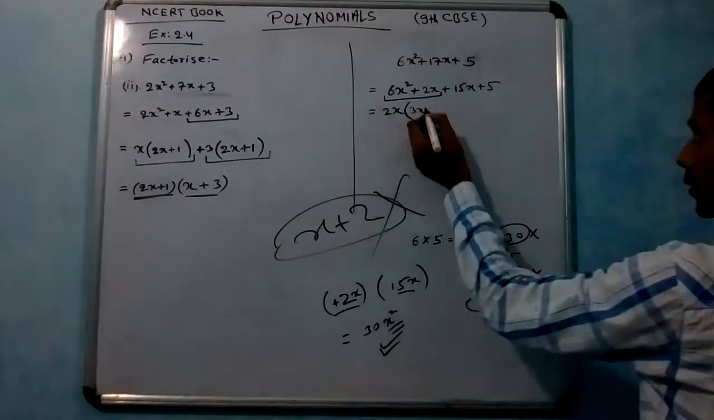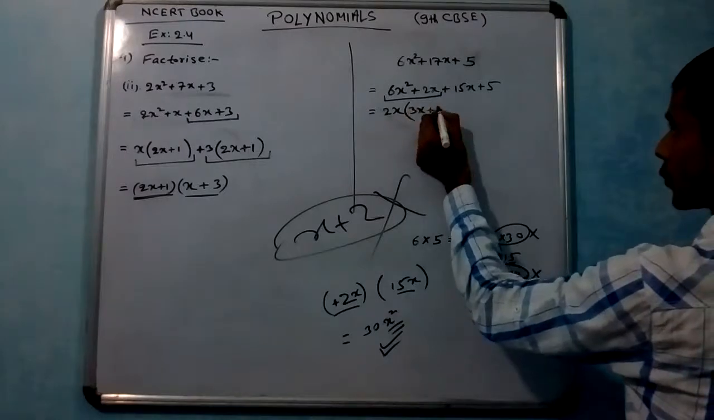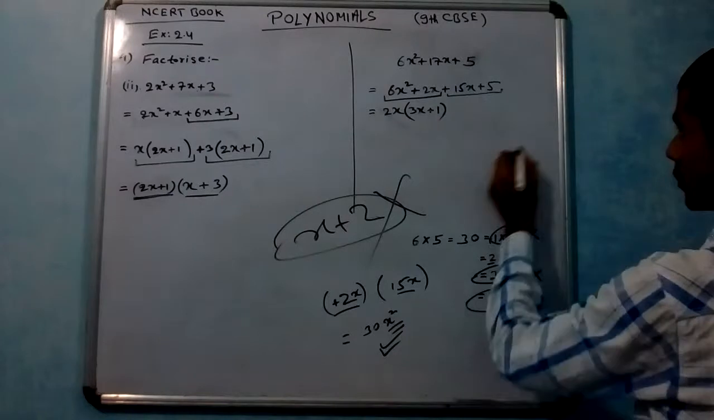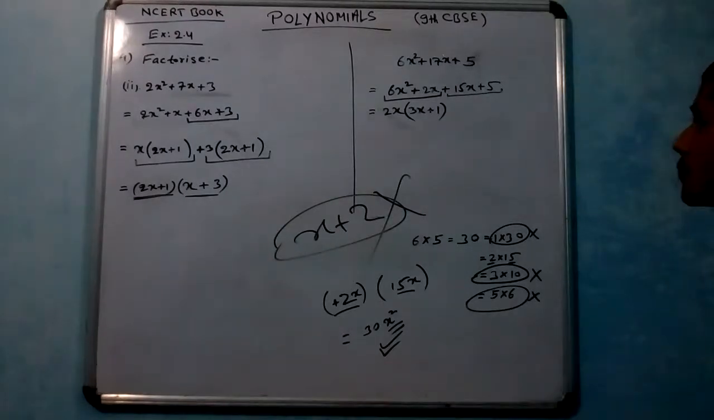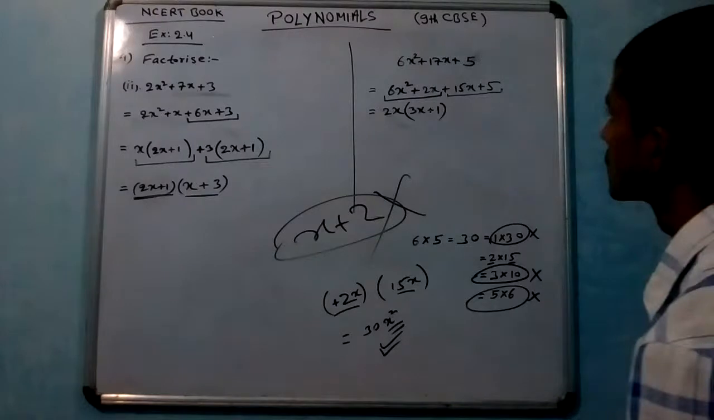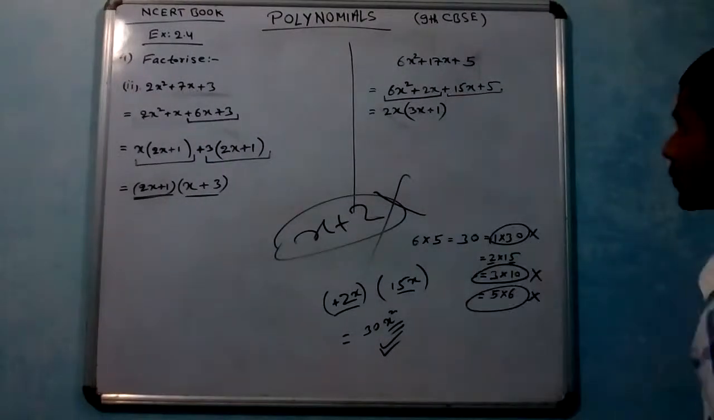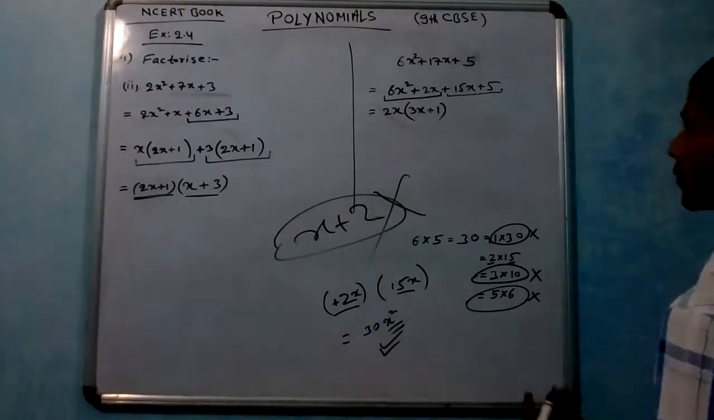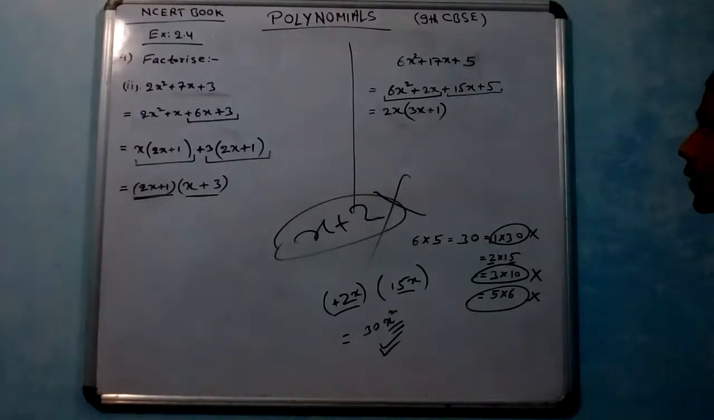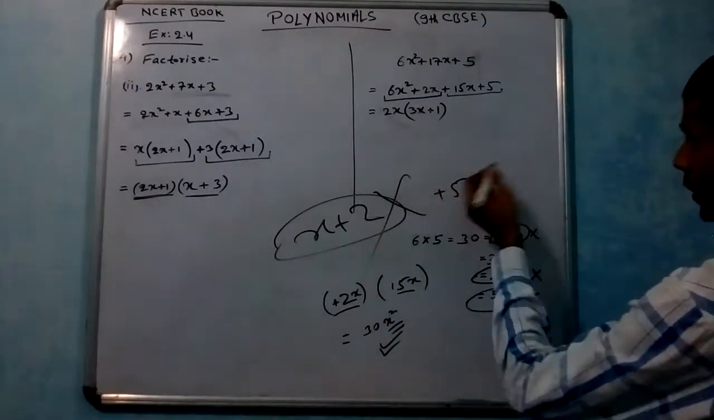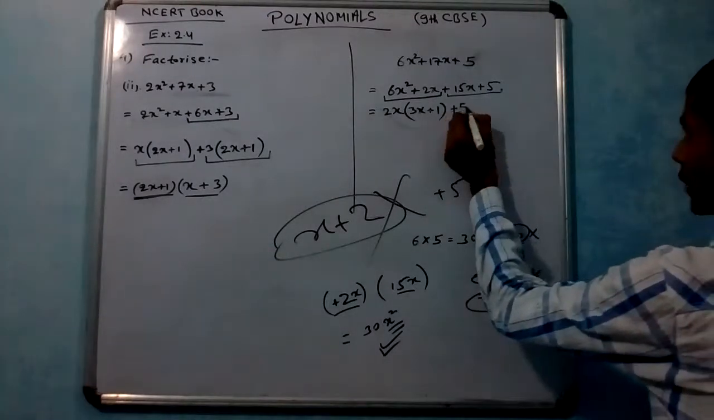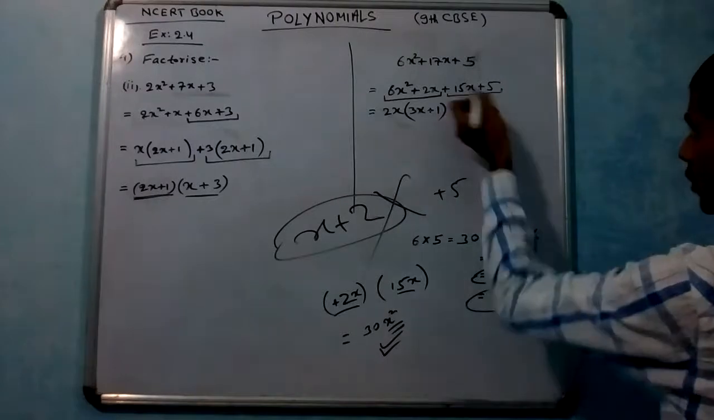3x plus 1, yes. And next what? Among these two terms, what is common? What should I write here? Only 5, minus 5, plus 5, what should I write here? So say properly. I'm asking what should I write means I don't know anything. You tell me what should I write. Plus 5 is common. Next what?